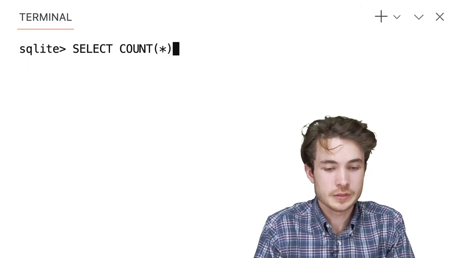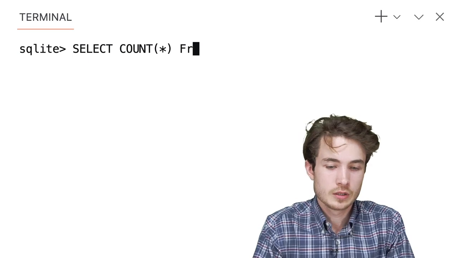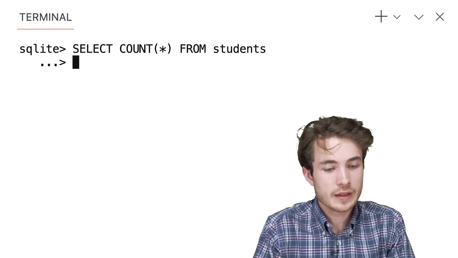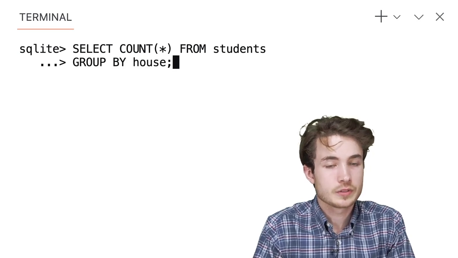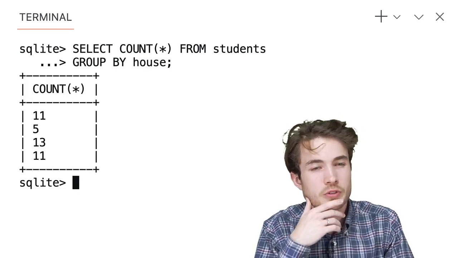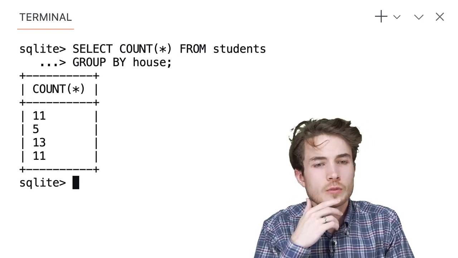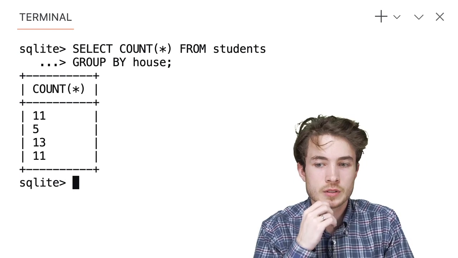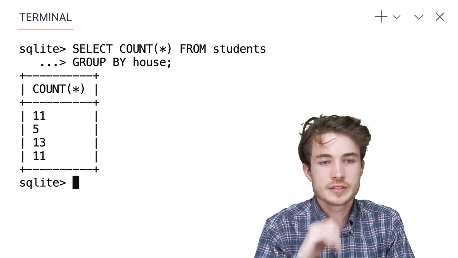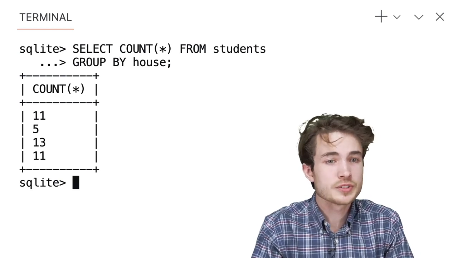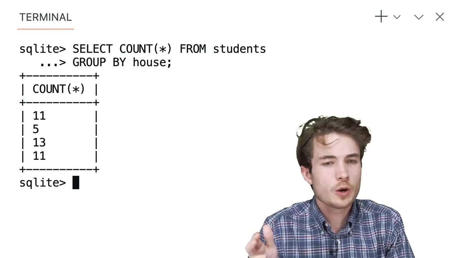Select count again from our students table. And then we'll group by house. I'll hit enter here. And so I get back 11, 5, 13, and 11. What do you think this means in this case? Any ideas in the chat? It's the number of students in each house, but it's hard for us to tell which house is which.